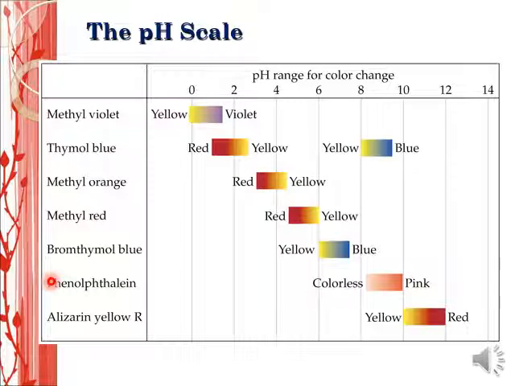Alright, these are examples of indicators that we have in the lab: methyl violet, thymol blue, methyl orange, methyl red, bromothymol blue, phenolphthalein, and alizarin yellow. I'm sure you are very familiar with phenolphthalein because you have used it in the practicals class. Different indicators have different color change ranges. For example, methyl violet changes color in the acidic region, about pH 0 to 1.8, from yellow to violet.